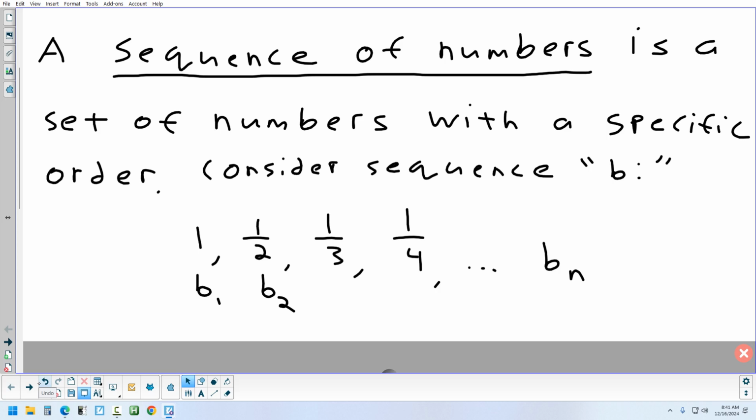If you're looking for a specific term and you don't know its position, you can just say B sub n, where n represents whatever position. It could be the hundredth position, thousandth position. We don't know the position. Anytime you see a dot, dot, dot in a sequence, that means that there's a lot of other terms we're not writing down and we're skipping over, but they're there.